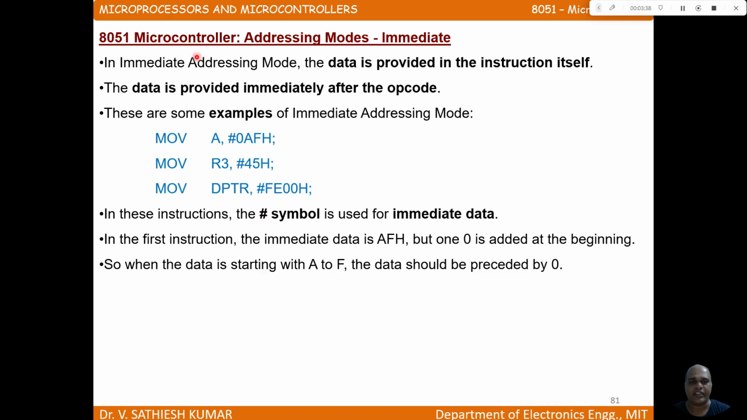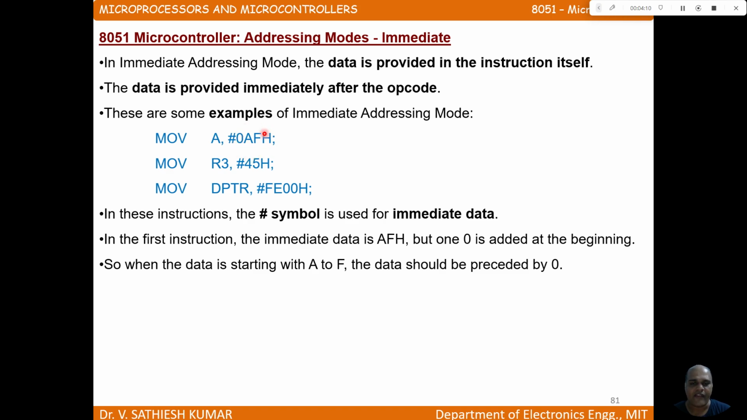First we start with immediate addressing mode. As I said, in immediate addressing mode, the data required by the CPU is available in the instruction itself. Some examples are given here. MOV A, #0AFH. H represents it's hexadecimal data. The hash represents it's an immediate addressing mode.